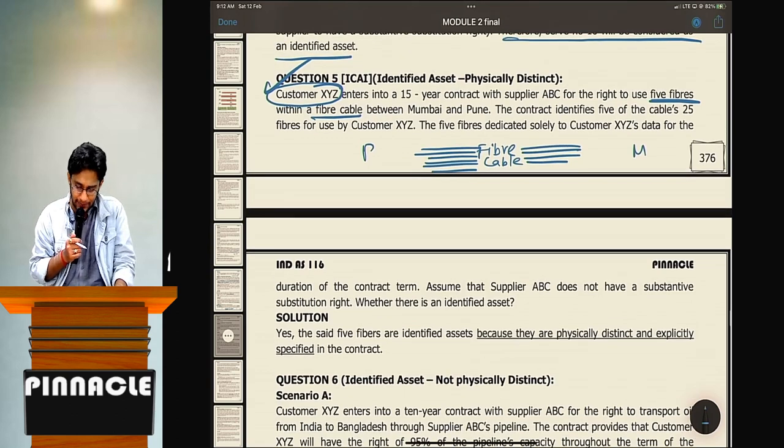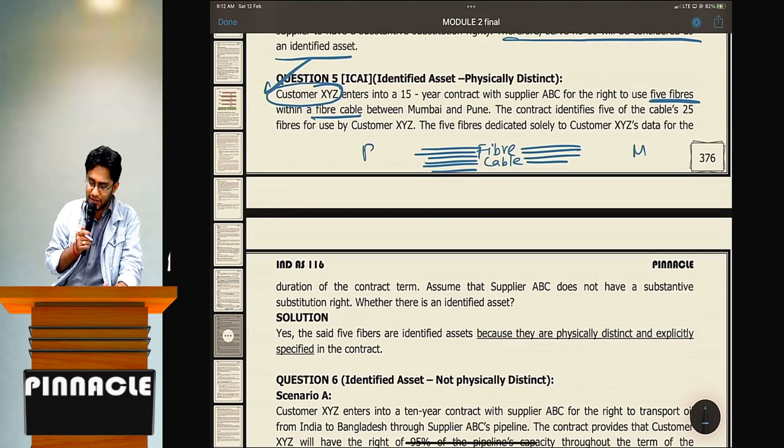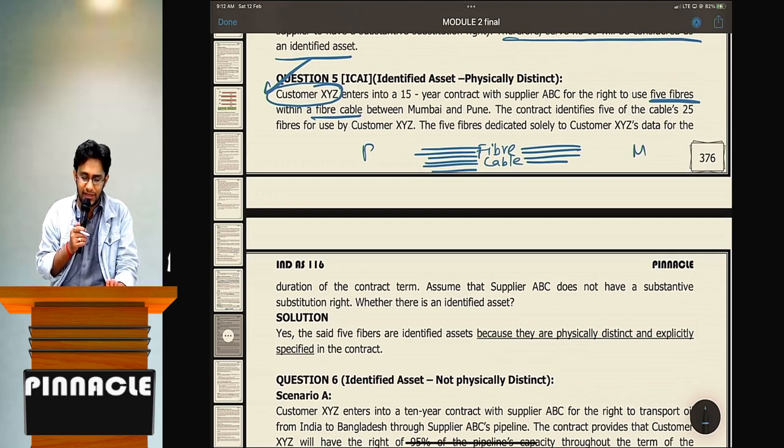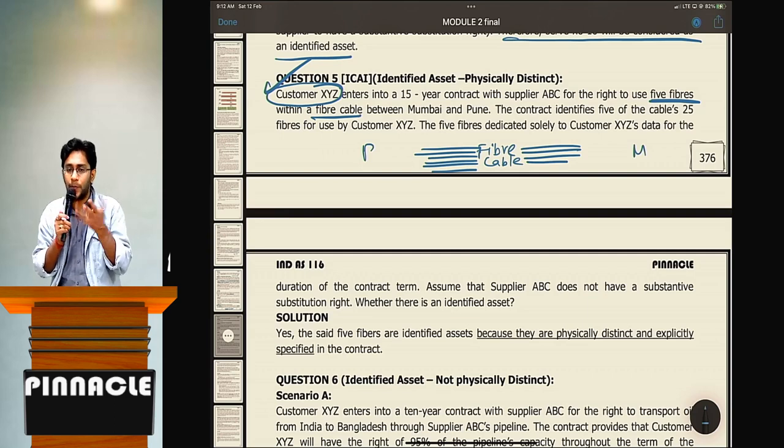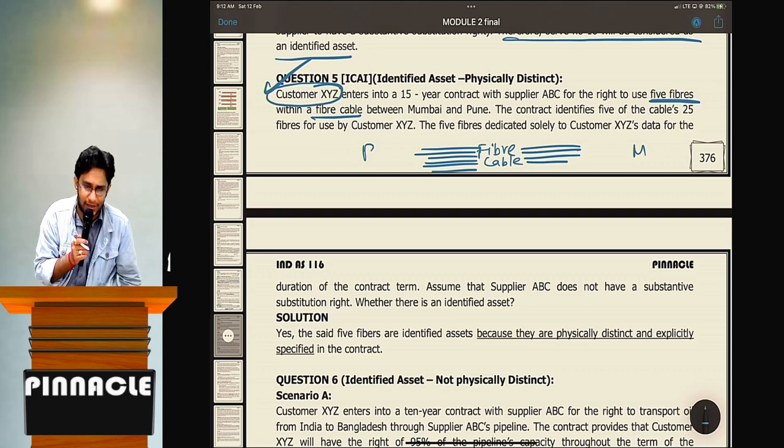Assume that supplier ABC does not have a substantive substitution right. Fine. Whether there is an identified asset. Sir, the fibers' purpose is what? Transferring data from one place to another place, sir. Our data very fastly, quickly, it will be transferred.